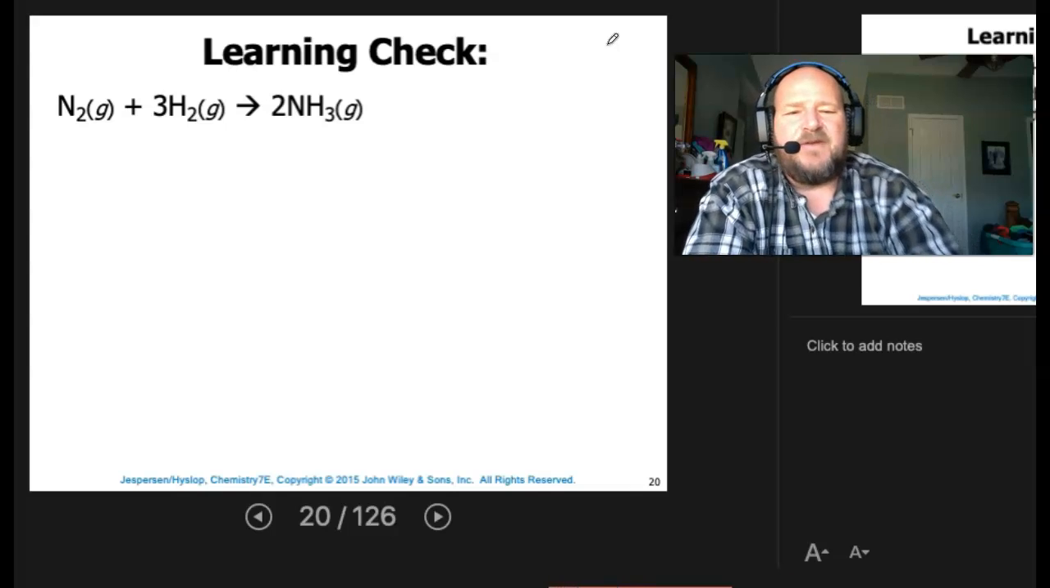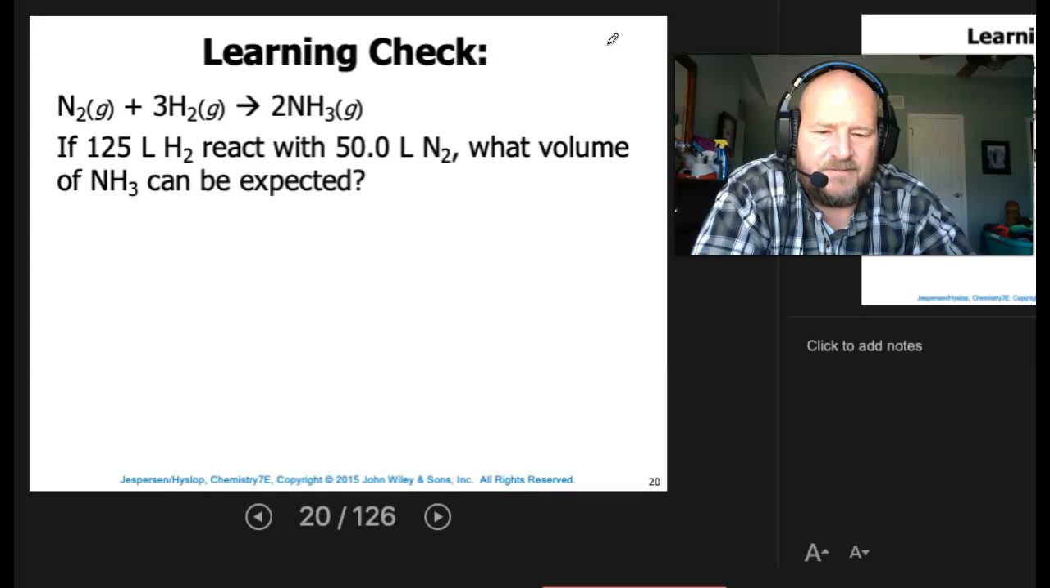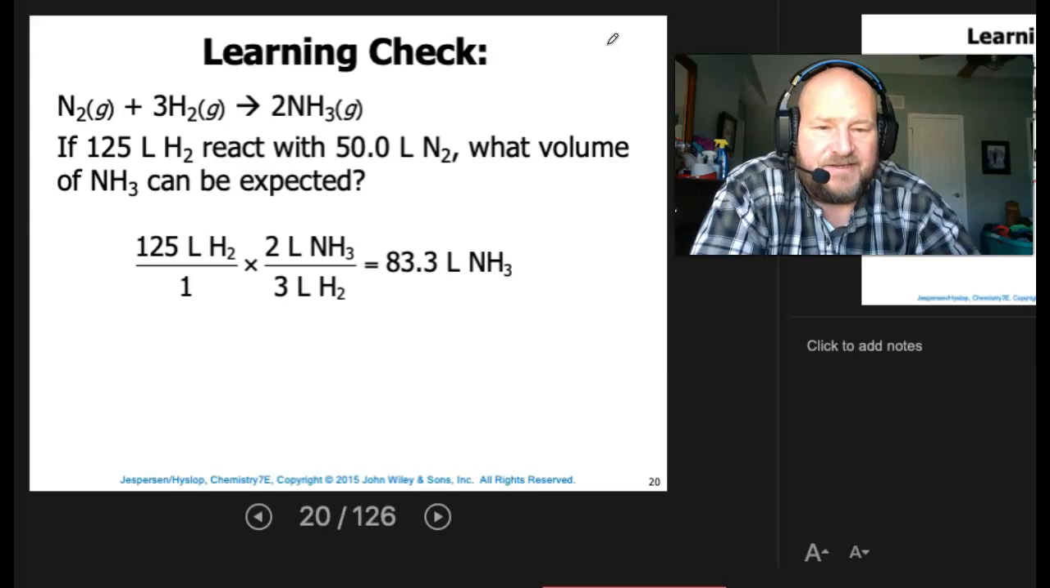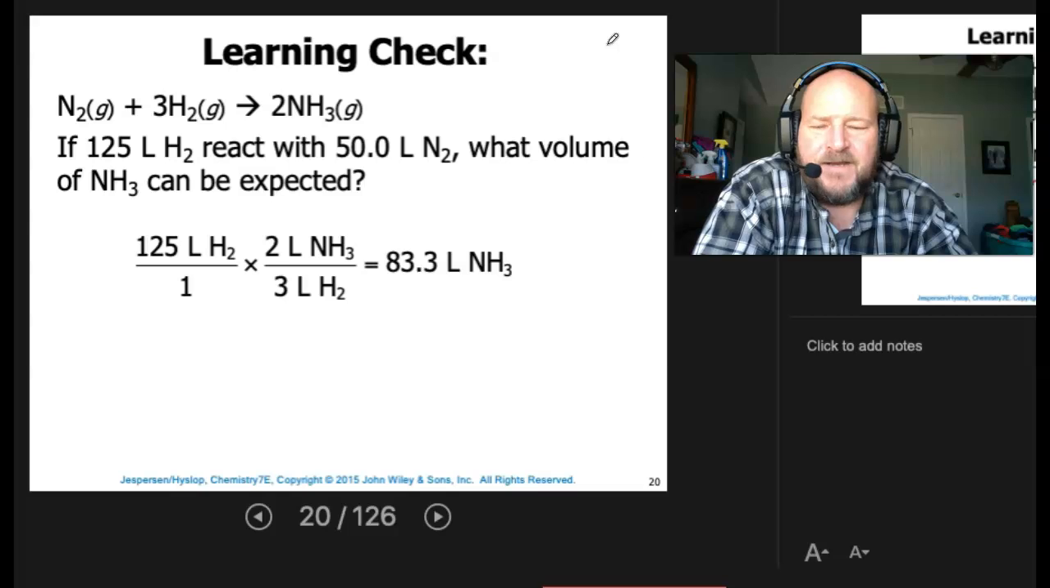All right, same equation, same reaction. If 125 liters of hydrogen react with 50 liters of nitrogen, what volume of ammonia can be expected? So first, we'll figure out the hydrogen, right? This is a limiting reagent problem. Look at that. They sneak right in on you.